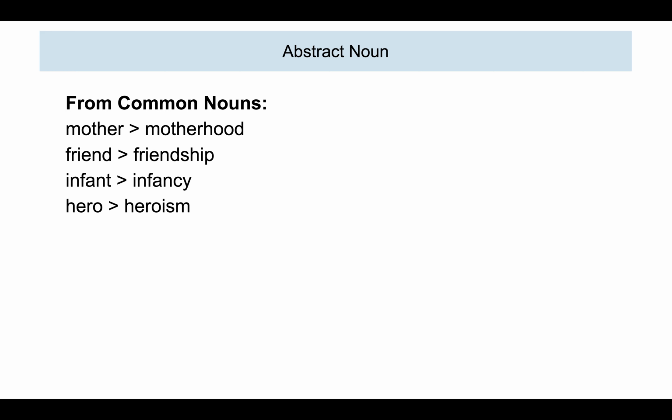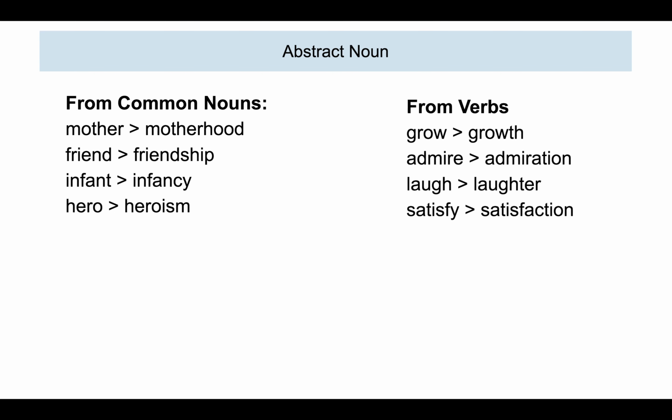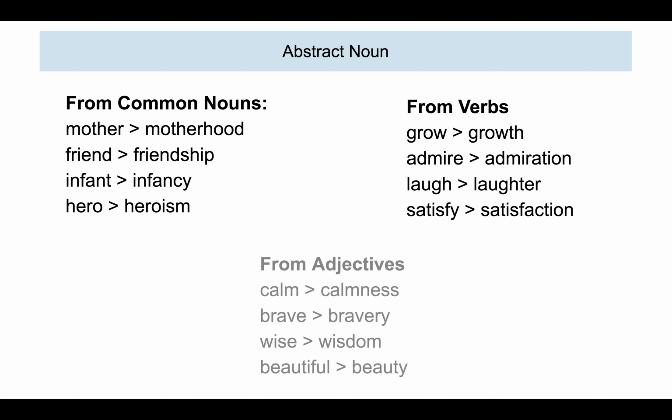Friend is a common noun, and friendship. So we add that ship there, like member, membership. Infant, infancy. Hero, heroism. So from common nouns, we have derived abstract nouns. Now look at a few verbs. Grow. Grow is a verb from which we get growth. Admire is a verb and we get admiration. Laugh, laughter. Satisfy, satisfaction. So this is how you can derive abstract nouns from verbs.